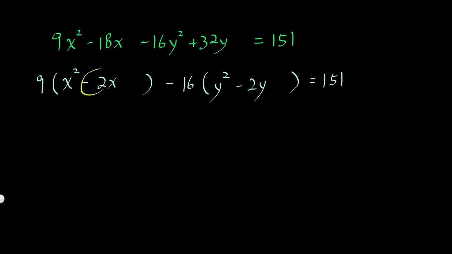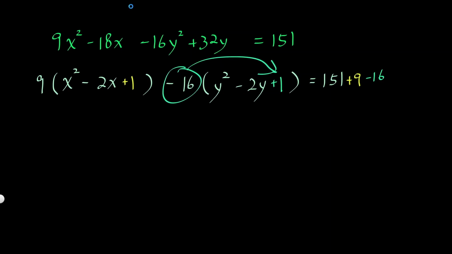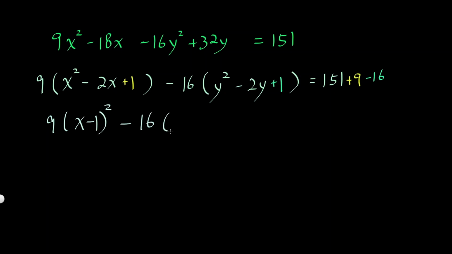Okay, same thing again. Negative 2, you need to divide it by 2, which is negative 1. Square that, plus 1. But we didn't add 1, we added 9 times 1, so I'm going to add 9. Different color. Divided by 2, which is negative 1. Square that, plus 1. But we did not add 1, we added negative 16 times 1, which is negative 16. That's how you have to be careful. Okay, whatever you factored out, you need to multiply to the same thing on the right side. So this becomes 9 times x minus 1, the whole thing squared, minus 16 times y minus 1, the whole thing squared, is going to equal 144.